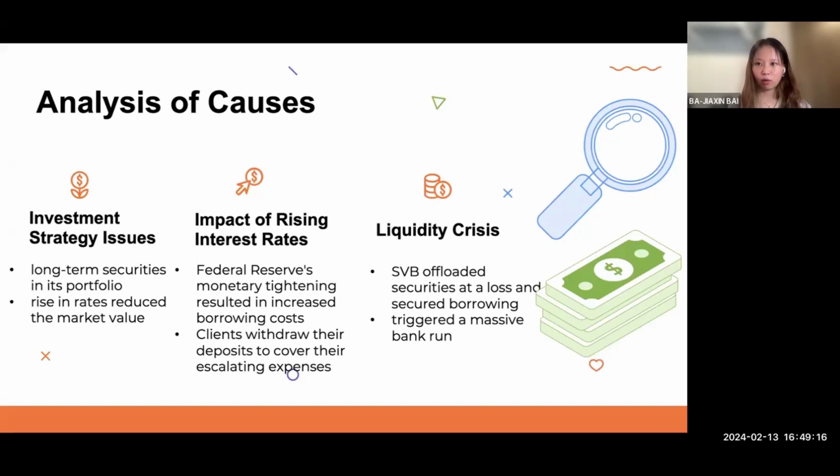In order to persist for a longer time and to face this difficulty, they can only offload the securities at a loss and secure the borrowings. This will lead to really high deficits. And when this financial situation and news spreads widely among the clients, this will create really high panic among the clients, and that's why it finally triggered a massive bank run. And this is the final straw which broke the whole SVB.